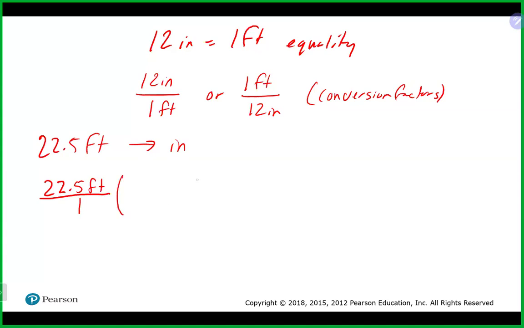That, like we talked about last time, makes it super simple to pick the right conversion factor, because I know I want to get rid of feet, so I need to have it in the opposite location. So I definitely should use that conversion factor there. That's going to get me 12 inches on top, 1 foot on the bottom.